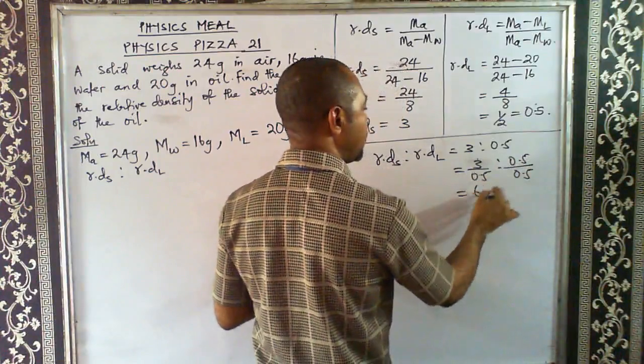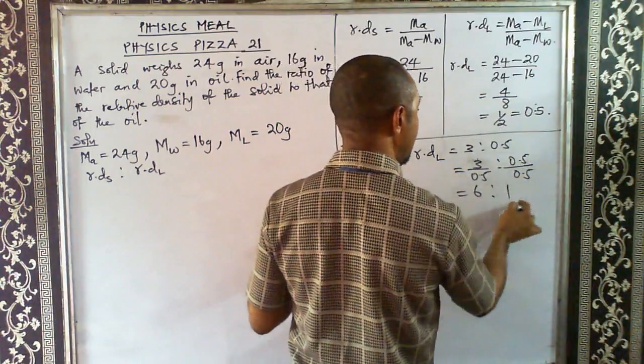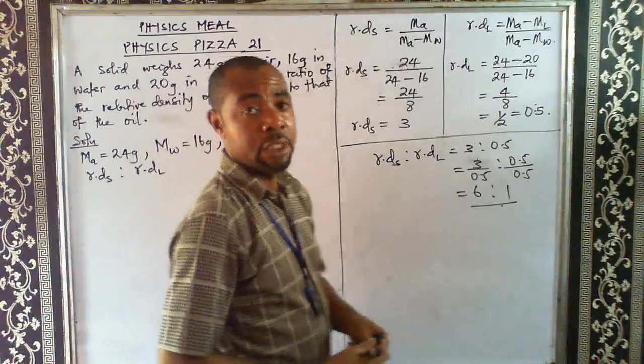3 divided by 0.5 is 6. This, divided, is 1. So the ratio is 6 is to what?